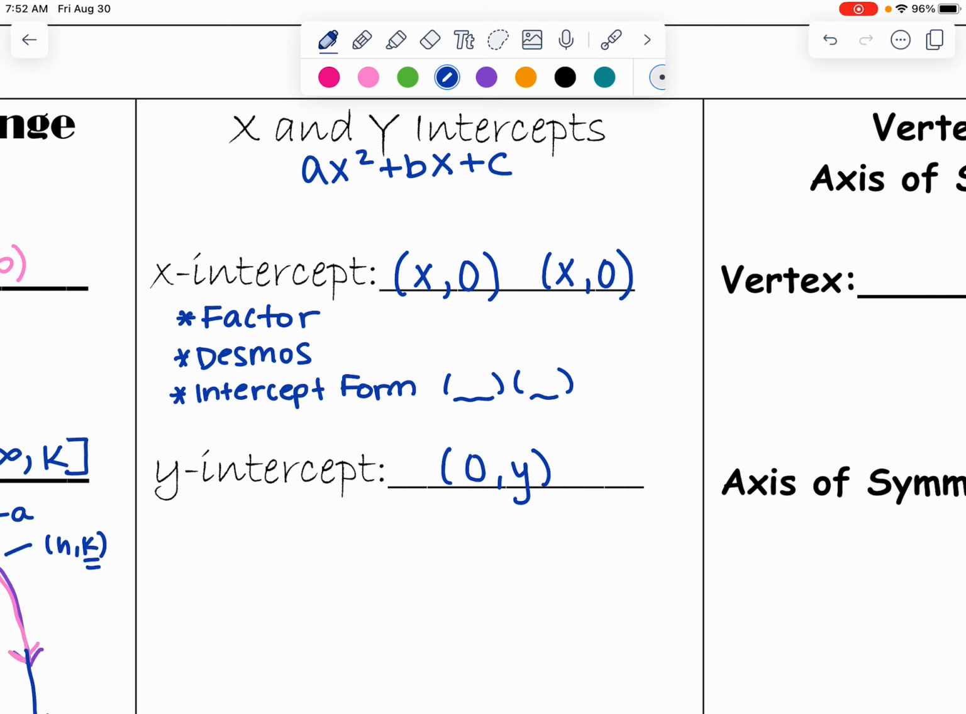Now to find the y-intercept, there's a few things you could do. If it's in standard form, the y-intercept is just c. So in standard form, it's 0, comma, c. In the other forms, to find the y-intercept, just plug in 0 for x, and you can then simplify to find the y-intercept. Finally, you can also look on Desmos for where the graph crosses the y-axis.